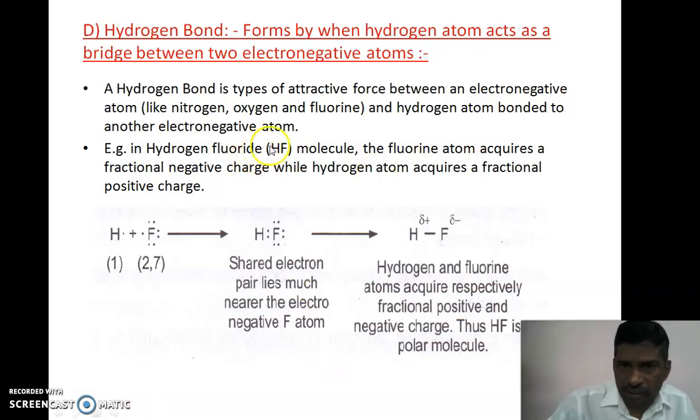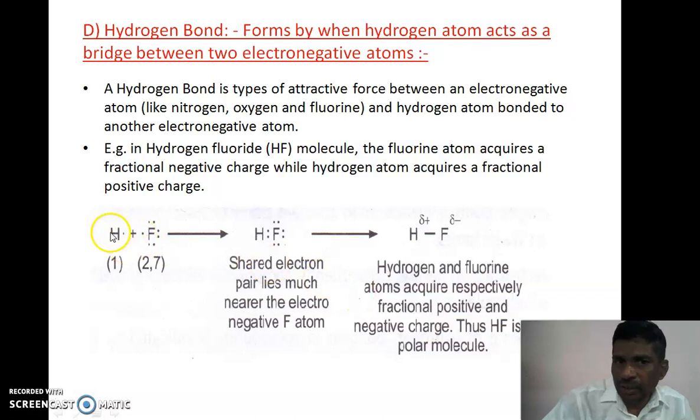Now see the example, that is the hydrogen fluoride molecule. In the hydrogen fluoride molecule, the fluorine atom acquires a fractional negative charge while the hydrogen atom acquires a fractional positive charge. At the time of formation of the HF molecule, the hydrogen acquires a partially positive charge and fluorine acquires a partially negative charge.